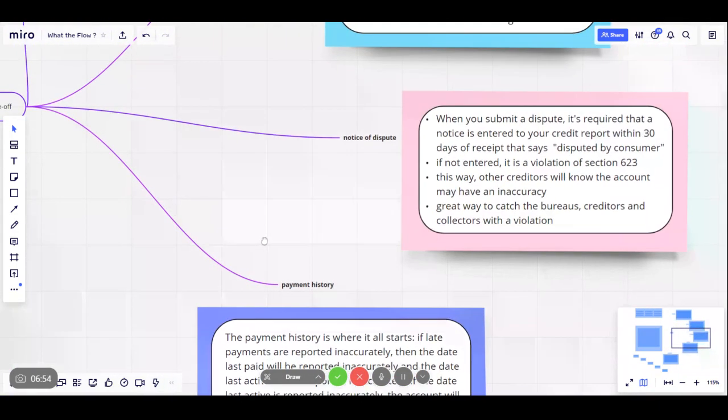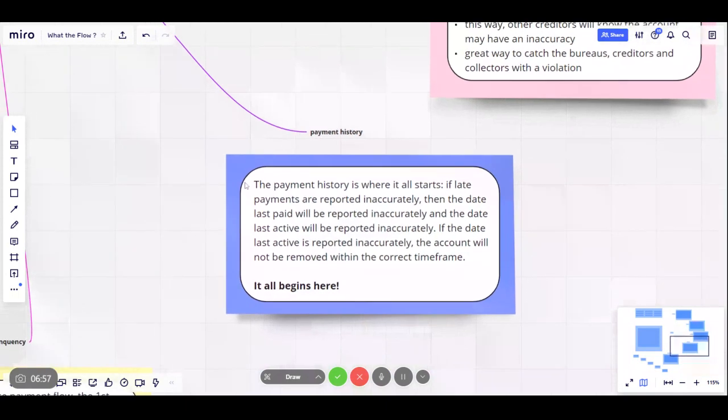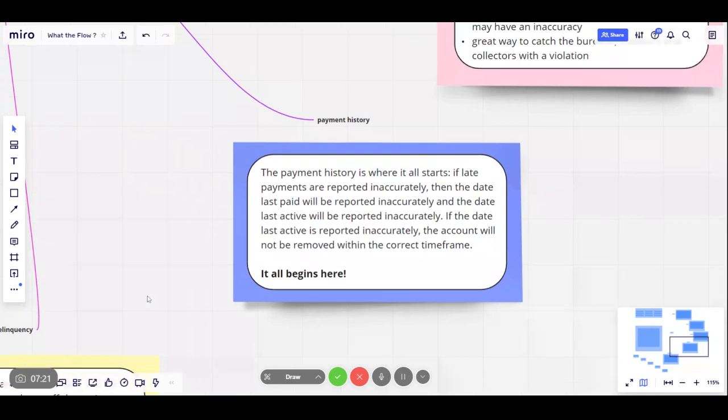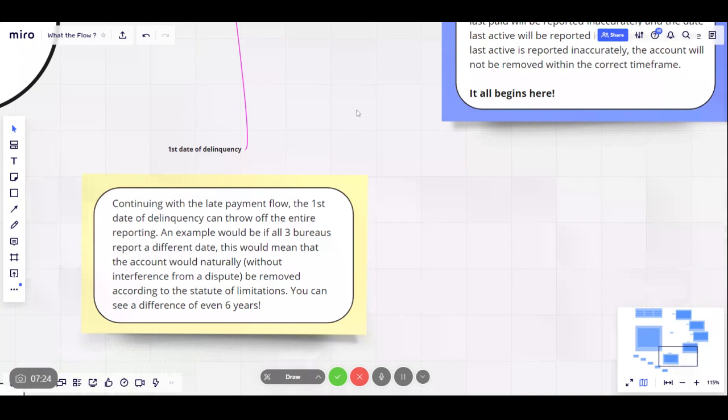Now, if we just jump over notice of dispute for a second and go to payment history, the payment history is where it all starts, right? This is exactly what I was just saying, and this might make sense instead of what I was just talking about. So if the late payments are reported inaccurately, then the date last paid will report inaccurately, and the date last active will report inaccurately. And if the date last active is reported inaccurately, the account will not be removed within the correct time frame. It all begins here, right? So it's like the domino effect. I guess I could have called this a domino effect instead of what the flow, but I already have a video called the domino effect, and it's actually a series.